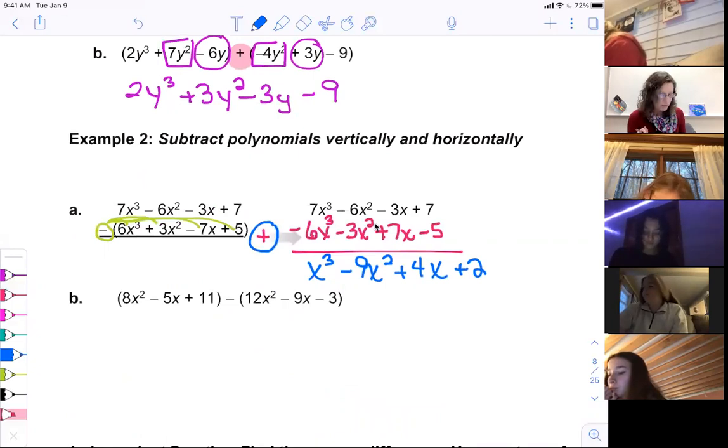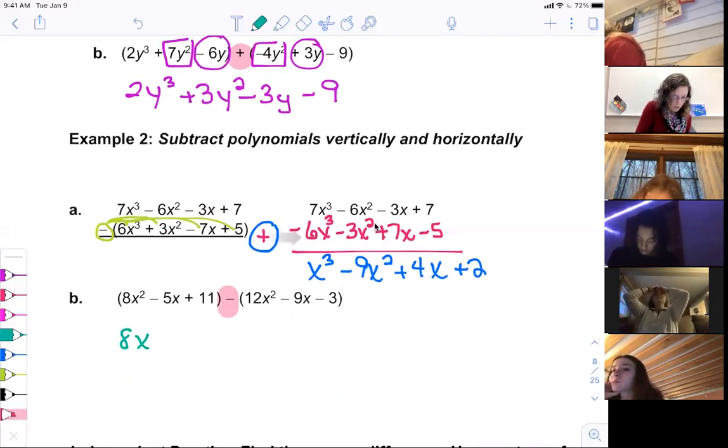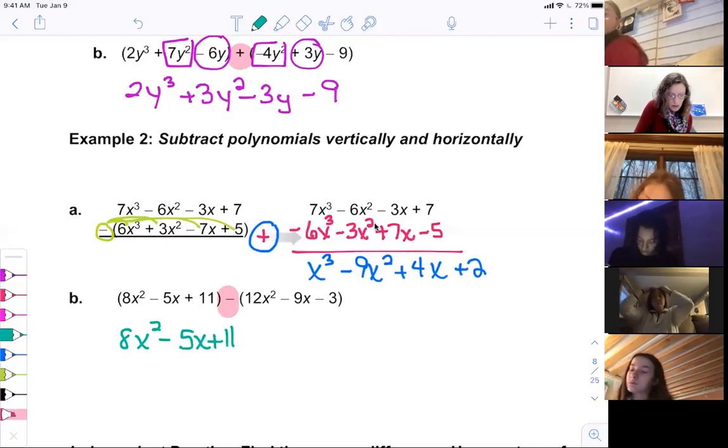All right, so for example 2b, again, we have this minus sign. The parentheses do not mean multiplication. They're just there as grouping symbols. Sometimes parentheses just group things together. So I'm going to do this in two steps here. The first one is going to stay the same. The second one, I'm going to distribute this minus sign through.